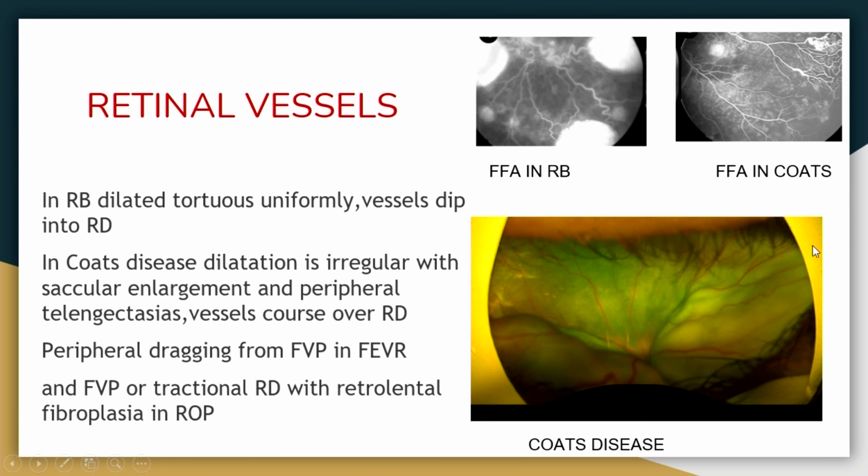In FEVR, we have the peripheral dragging from the FVP, and there may also be a tractional component associated with it, also seen in ROP. Yeah, just one point I would like to say again. This point is probably the most important thing. When you see elevated retina behind the lens, you look for these telangiectatic vessels. And when you see them, you know 100% that it's indeed Coats disease and not retinoblastoma.